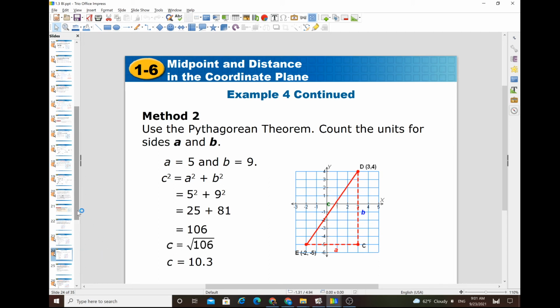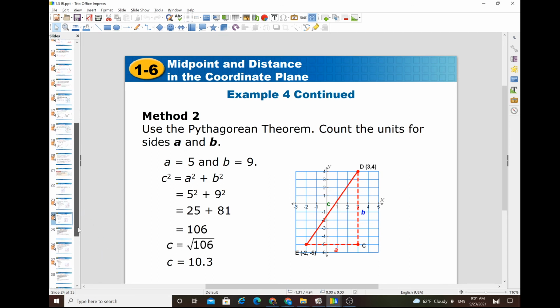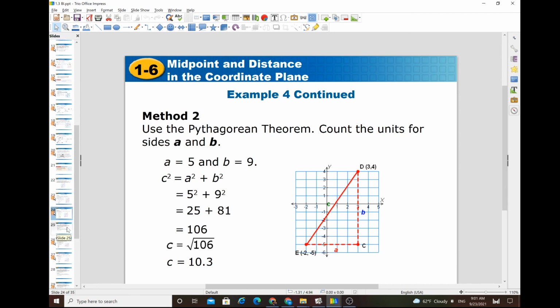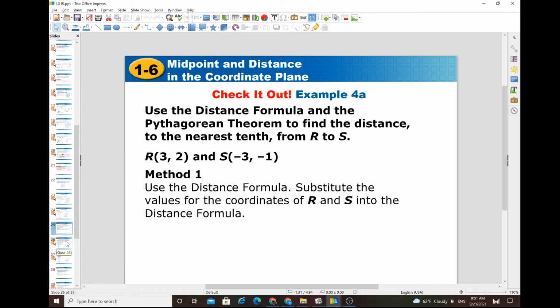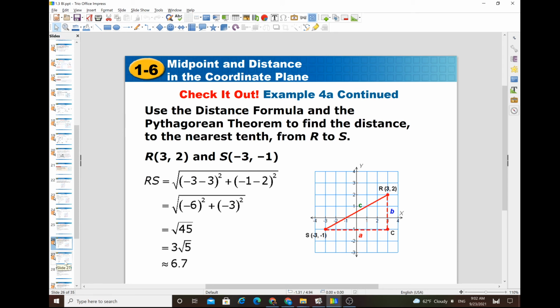Nothing special. For the second half of 1.3, all you need to focus on is the midpoint, the distance formula, and also the Pythagorean theorem. So here's another example for the distance formula, using the Pythagorean theorem.